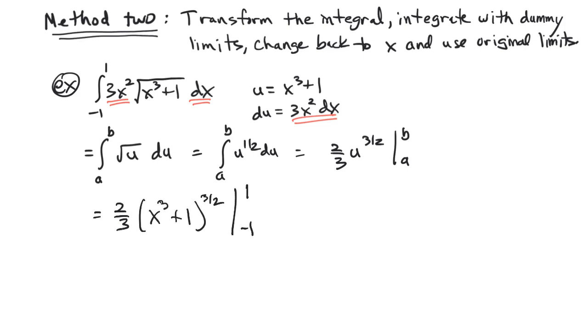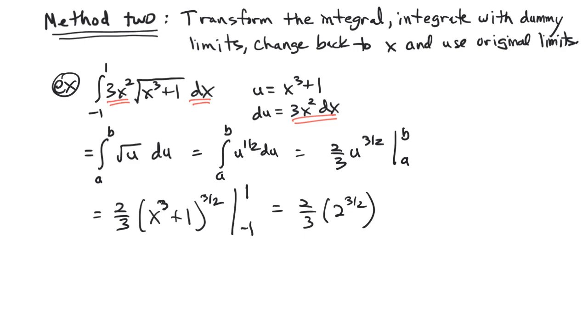And once we start plugging these limits in, you'll see we're going to go through the exact same math as we did in the previous problem. Because watch what happens when I plug the 1 in. I get 2/3 times 1 cubed plus 1, which is 2, to the 3/2.